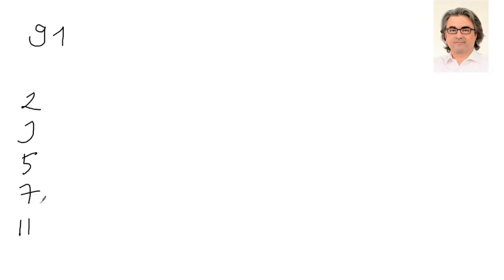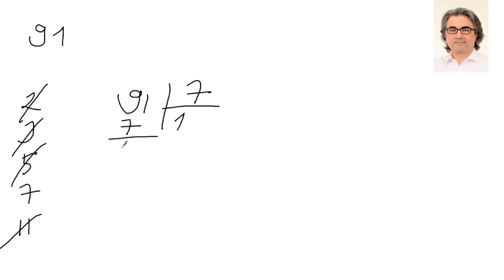So we should not concentrate on 11. Now, if one of these numbers, 2, 3, 5, and 7, divides 91, then 91 is not a prime number. It's composite. 91 is not divisible by 2. What about 3? 91 is not divisible by 3. What about 5? Not divisible by 5. Now let's come to 7. If 91 is divisible by 7, then it's not prime. It means composite.